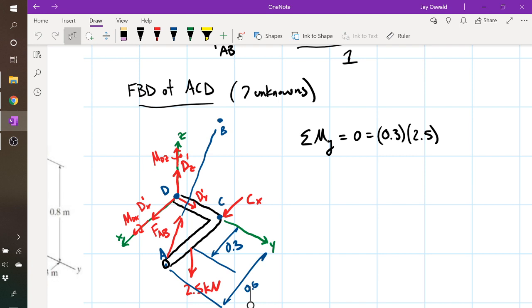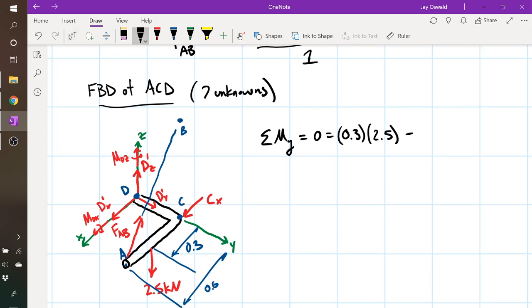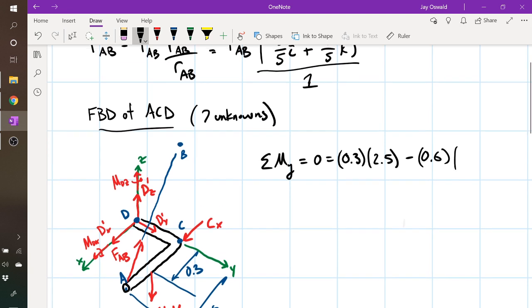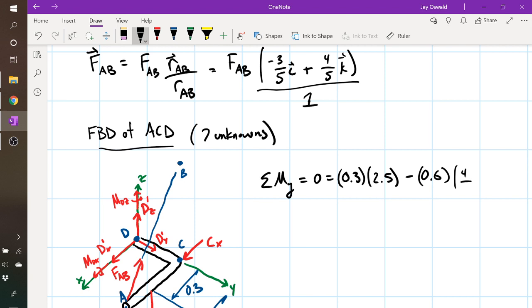FAB will make a negative, right? It'll be the negative component, and which one do I want? The x component or the y component of FAB? The z component. I'm sorry. Yeah, you're right. The z component. So good. That'll make a negative moment about the y-axis. So we'll get negative 0.6 as our distance, which is the distance in x. The distance in x should be multiplied by a force in z in order to get a moment about y. And so the z component was what, 4/5 of FAB. Hopefully somebody is computing this for me.